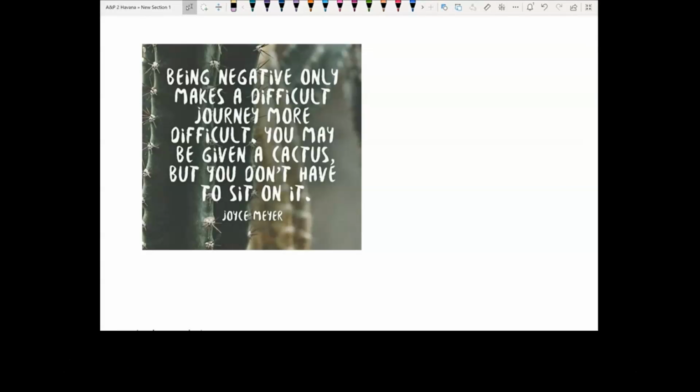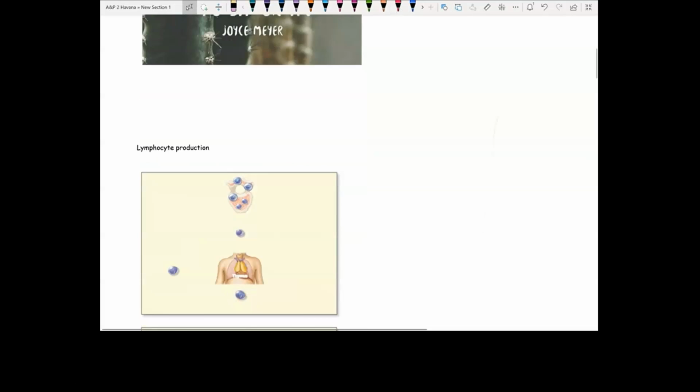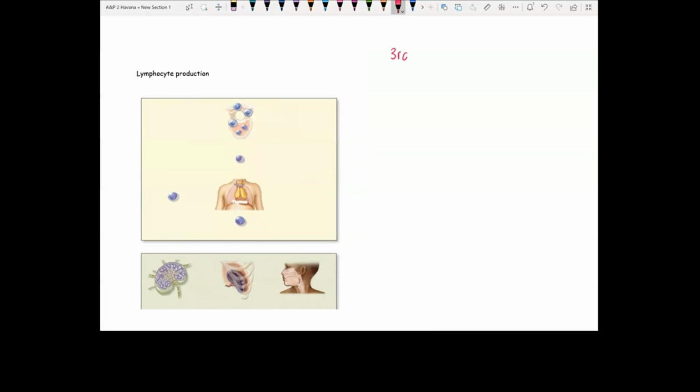Now we're ready to look at the third line of immunity. Third line, remember, is your adaptive immunity. This is your most powerful weapon against infection, but it also has a delayed response. The reason for that delayed response is because it is specific. Your third line works by identifying the pathogen that is infecting you and then creating a custom response to that particular pathogen.